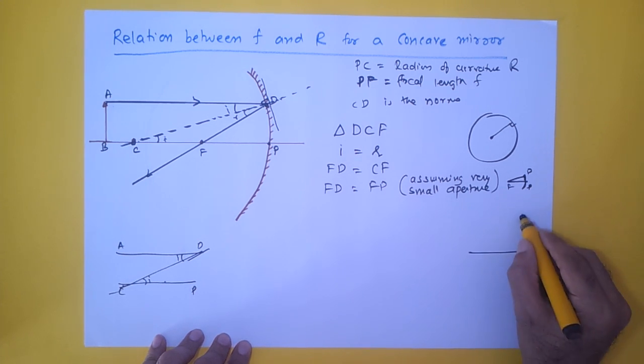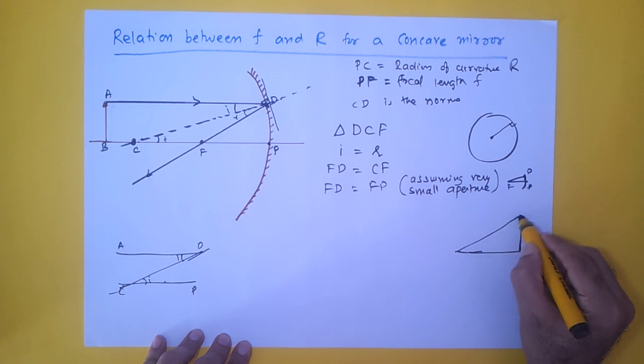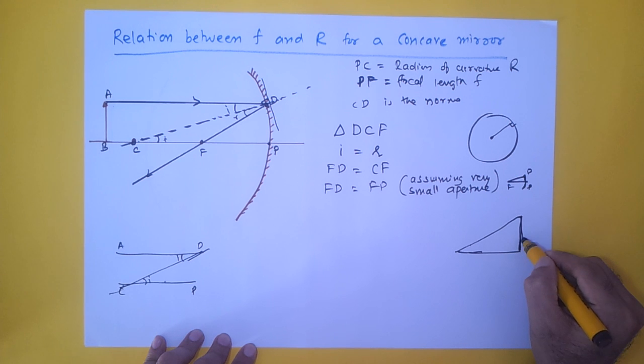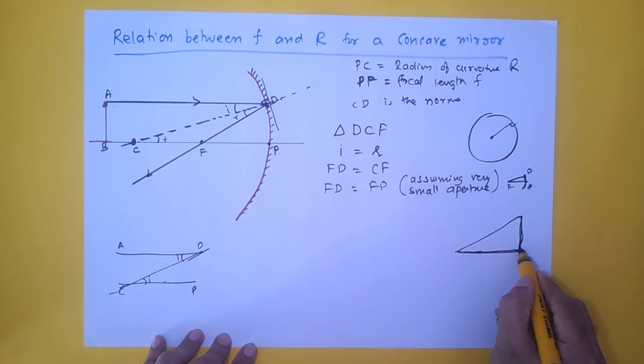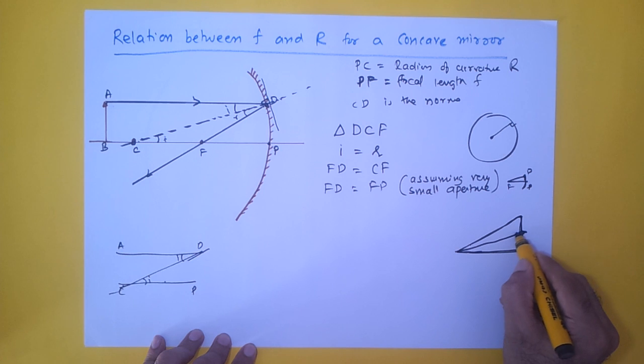Let us say we have a right angle triangle. If this height is very, very large, then there is a substantial difference between this length and this length. But if I decrease this, and let us say the length is now only this much, then this line becomes nearly equal to this, and you can see the difference between them will decrease.